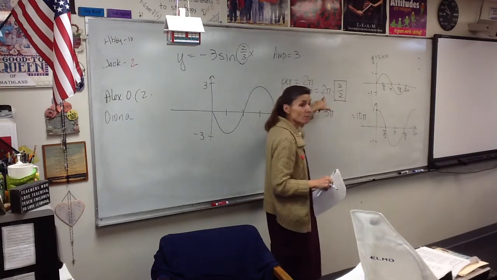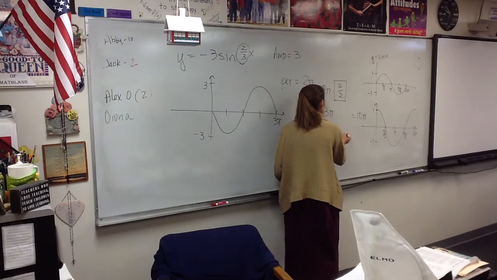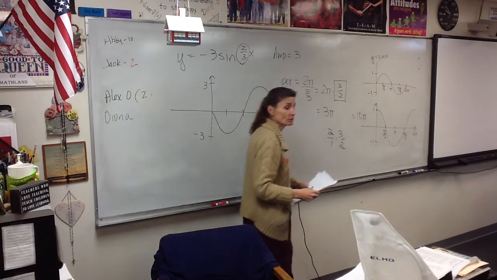Because the normal period is 2 pi. When I multiply 2/1 times 3/2, I get 3. Gotcha. Okay.